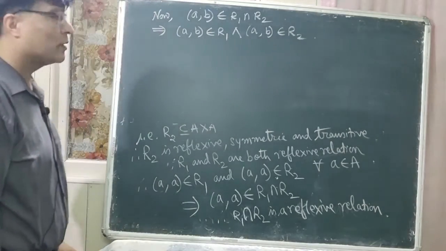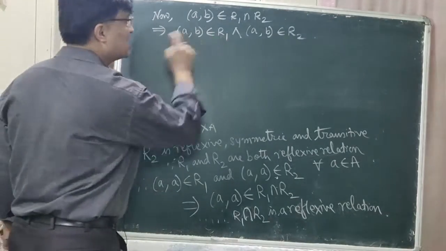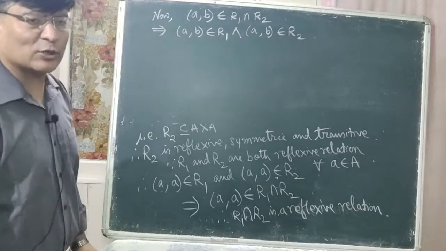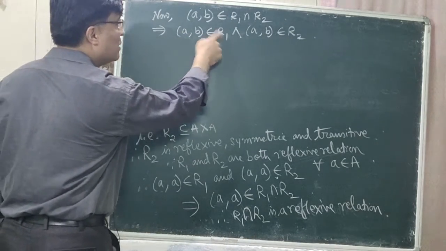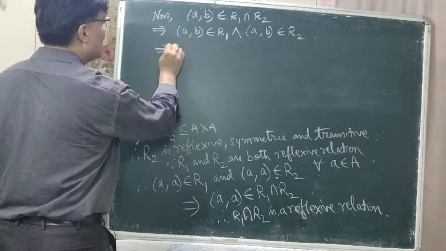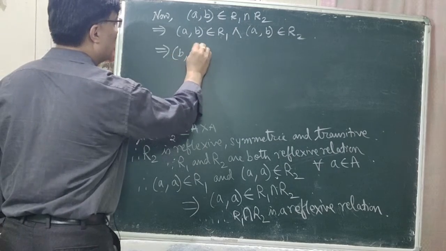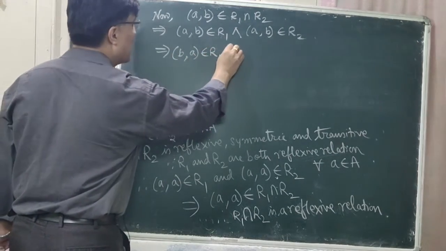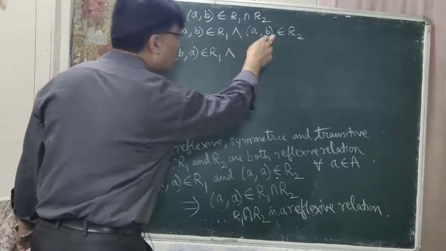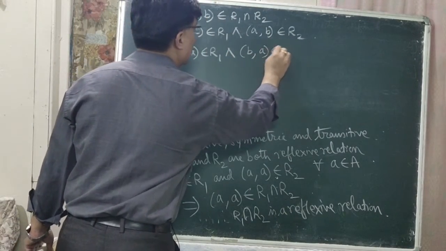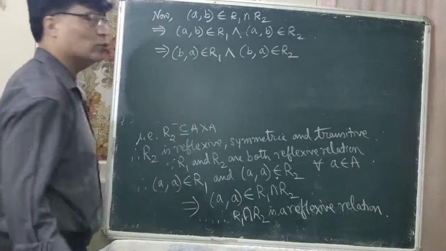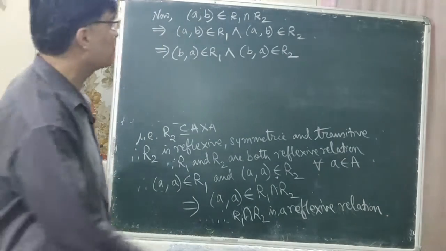Is that clear? Since R1 is symmetric, B comma A should belong to the relation R1, isn't it? Which implies that B comma A belongs to the relation R1, and also R2 is a symmetric relation. So what can you write here? B comma A belongs to the relation R2. Is that clear to all of you?